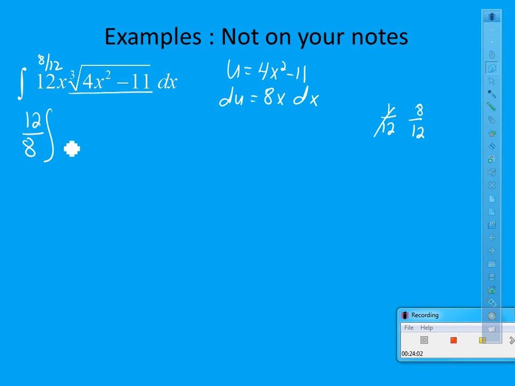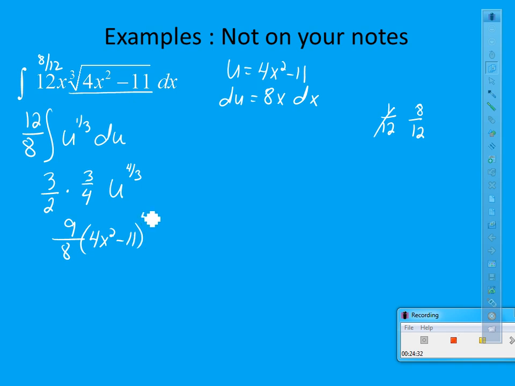This part becomes u to the 1/3. And then the 8/12 times 12x becomes my 8 du. And then I'm off to the races. 12/8 really becomes 3/2. Add 1 to my power, so that becomes 4/3. This becomes 3/4. Ending answer, 3 times 3, so I've got 9/8, 4x squared minus 11 to the 4/3 plus c.